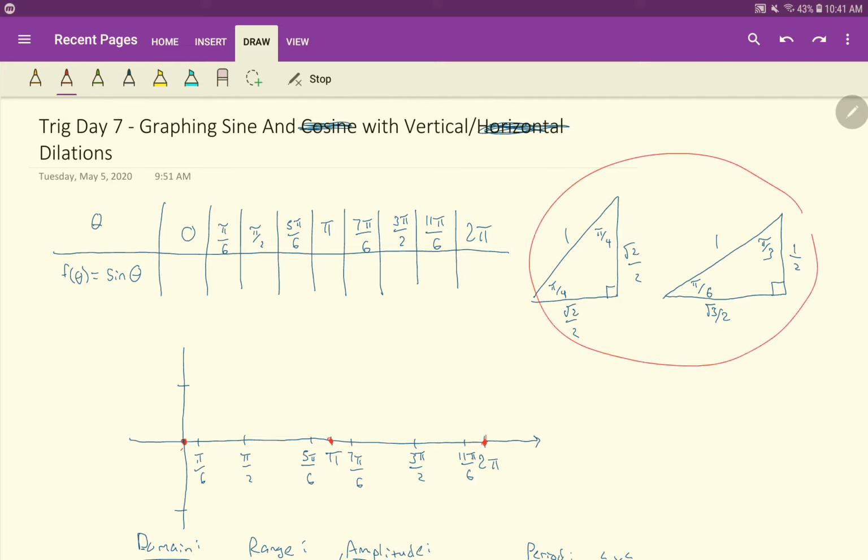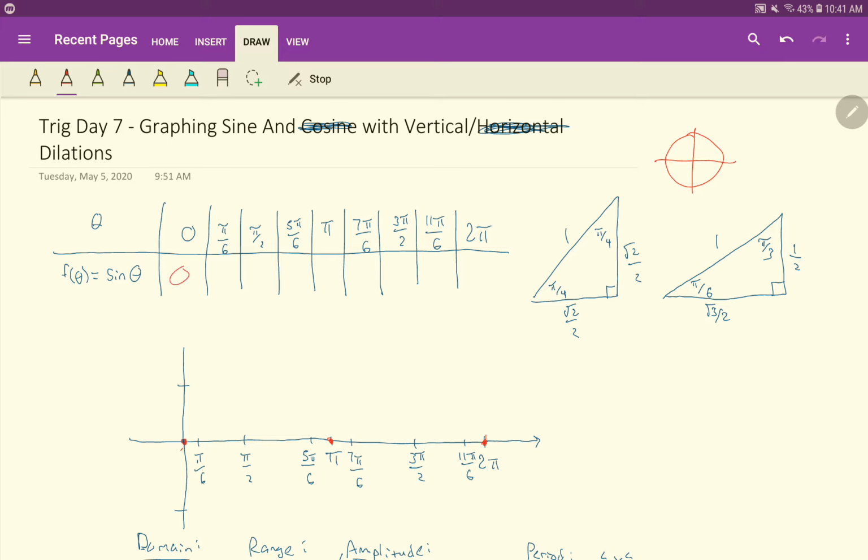You can see over here, I also drew 30, 60, 90 and 45, 45, 90 triangles using radians, to help us evaluate these real quick. So, of course, when we go to evaluate sine of 0, 0 is not on our special right triangles, but it is on our unit circle here. Remember, sine of 0 is going to be right there. Sine matches to the y-coordinate there. The y-coordinate would also be 0.